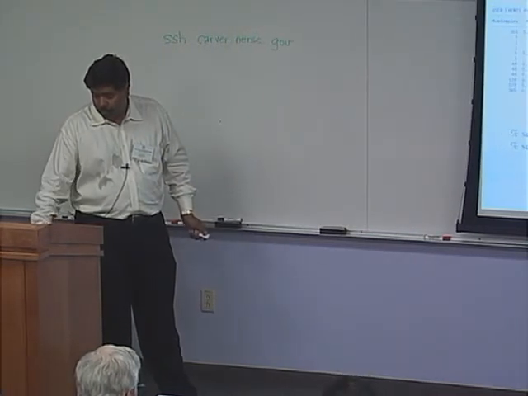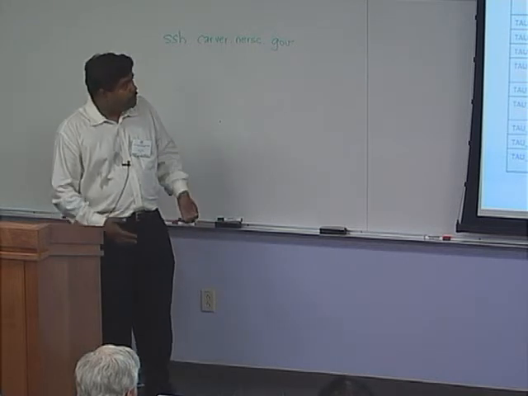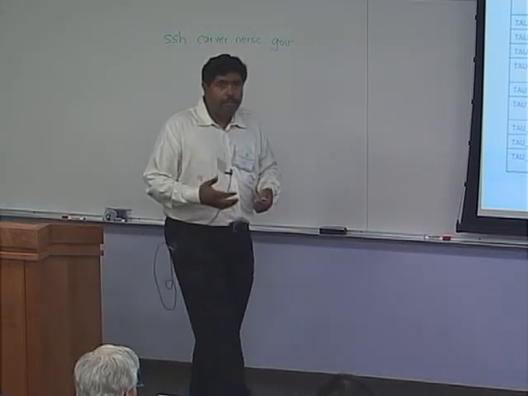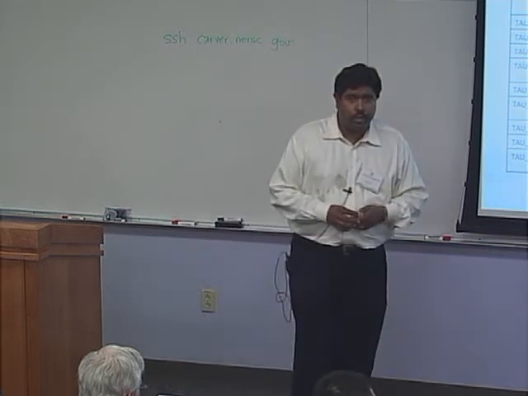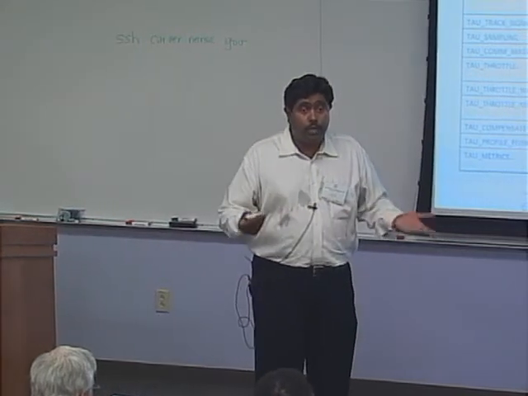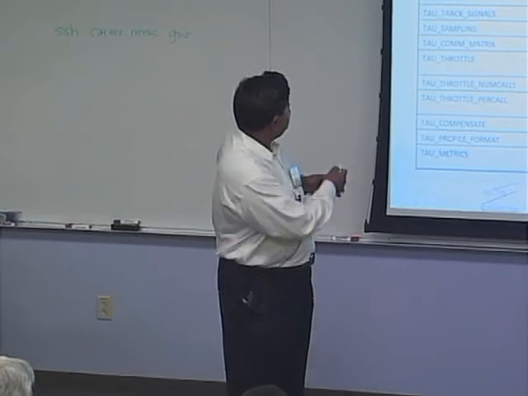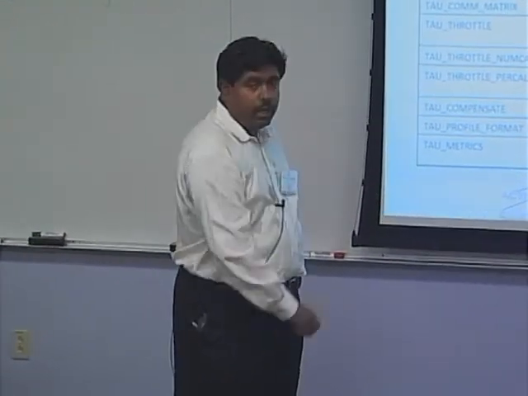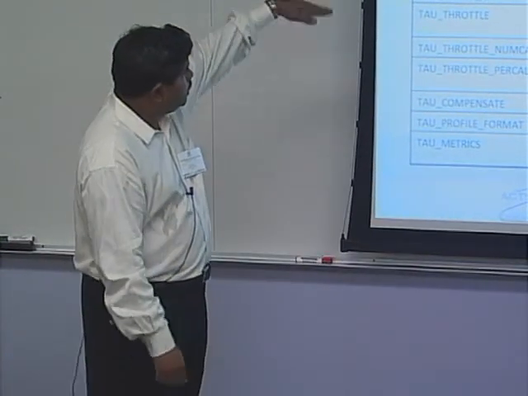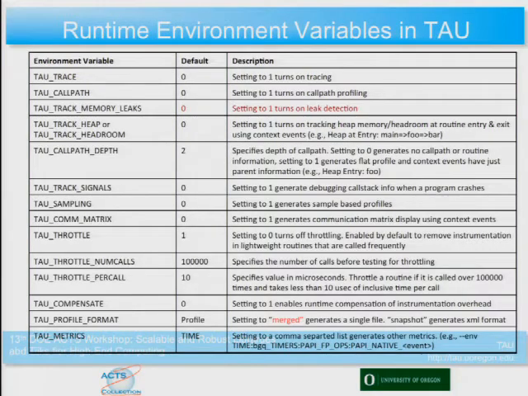So there are several environment variables that I just introduced in passing. I talked about communication matrix. I talked about tau trace, setting it to 1, generating trace files. Here's just a table that summarizes some of the environment variables that you could set. You can say tau sampling equals 1 to generate sample-based profiles. You could say tau track signals equals 1.